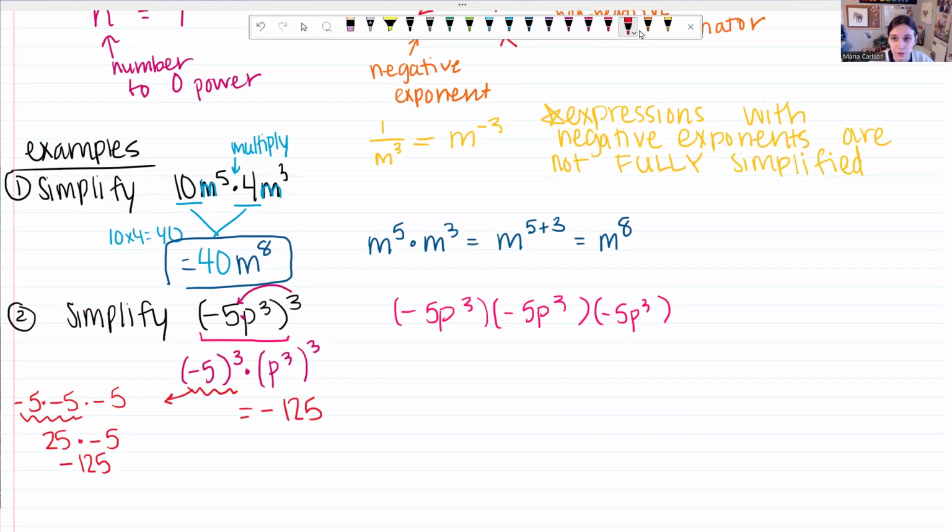And then I have p to the 3rd power raised to the 3rd power again. P to the 3rd to the 3rd, which means I'm simply going to take that exponent of 3 and multiply it 3 times. So p to the 3rd to the 3rd is equal to p to the 3rd times 3, or p to the 9th power. And we can see that, right? I have 3 p's, 3 p's, 3 p's. So all together, that is 9 p's being multiplied. So our final simplified answer would be negative 125 p to the 9th power.